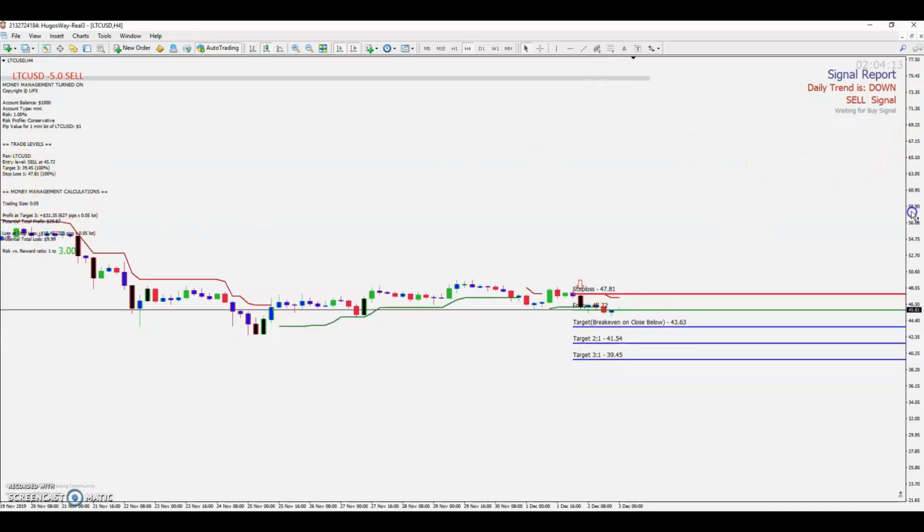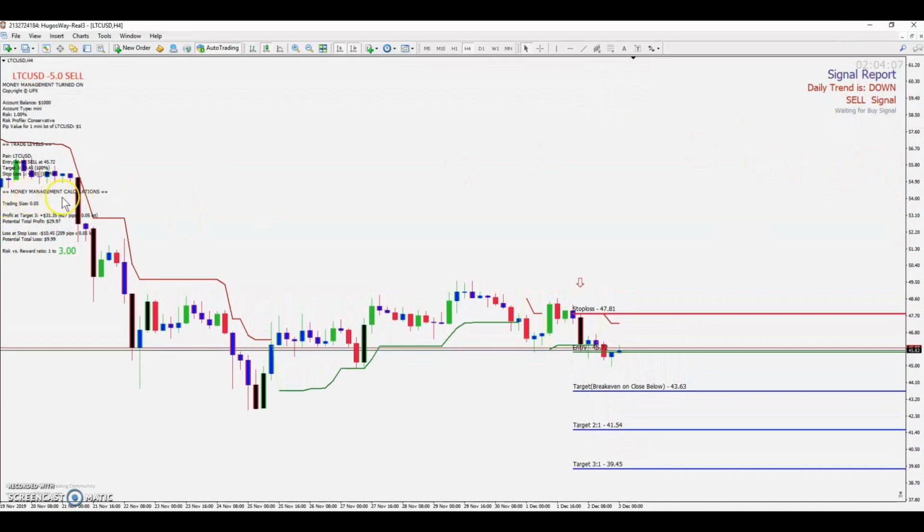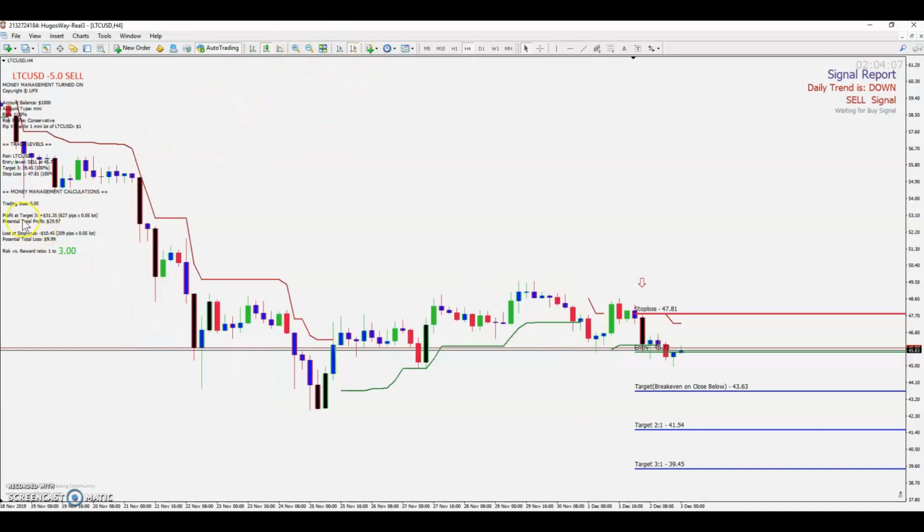And then we go down, it will do the calculations here further down under the money management calculations. We've got a trading size of 5. And we'll just over here a bit. So a trading size of 0.05 based on 1% of 1,000. Our profit at target 3 is going to be 31.35. Okay, and our loss at the stop loss is going to be $10. So we do have the 1 to 3 there if we were going to take on this trade.